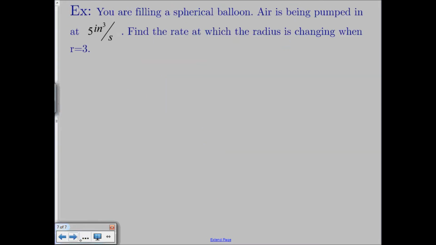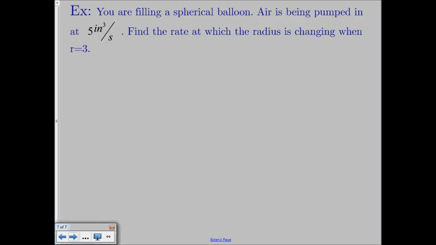Let's try one more example. So say you're filling a spherical balloon. Say it's your birthday party or your sibling's birthday party and you're helping someone fill up balloons. When you're blowing these balloons up, they're perfect spheres. So you're pumping in air to these balloons at a rate of 5 inches cubed over seconds, so 5 cubic inches per second. And we want to find the rate at which the radius of these balloons is changing when the radius is 3.